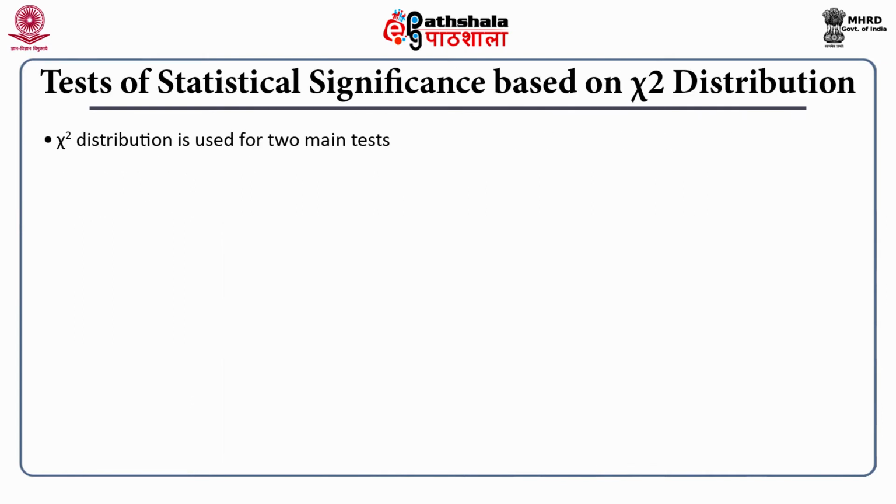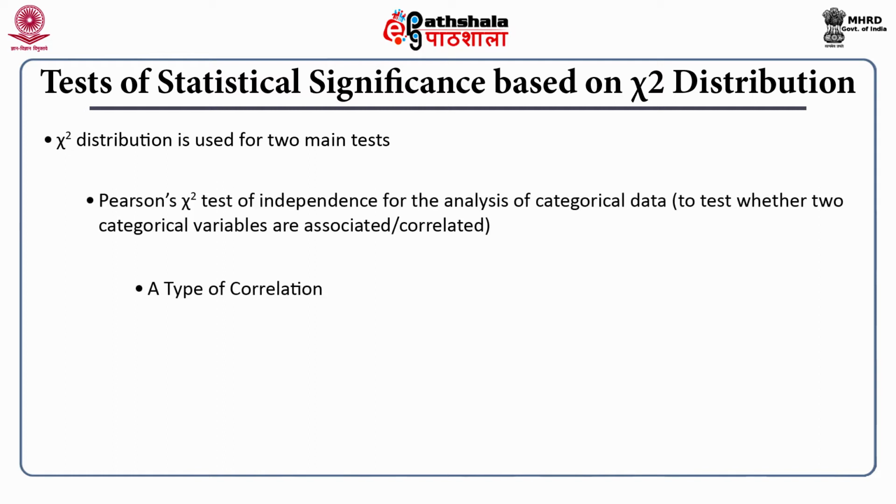There are two types of tests based upon the chi-square distribution, as I have already explained. The first one is called Pearson's chi-square test of independence of two categorical variables. This test is to check whether two categorical variables are associated or correlated. It is a kind of correlation where there is no hypothesis or model to test upon. It is simply two factors or two variables, and we are looking at whether these two variables covary. So that is a type of correlation.